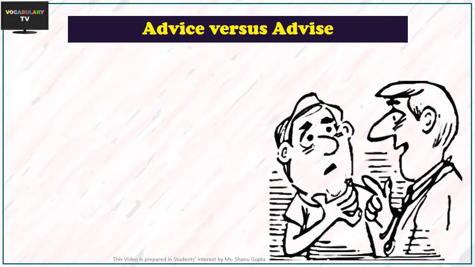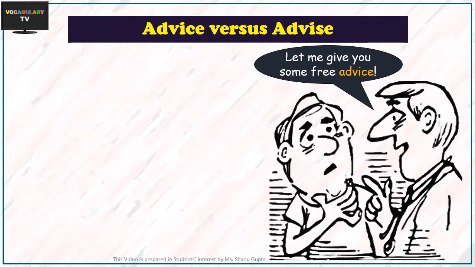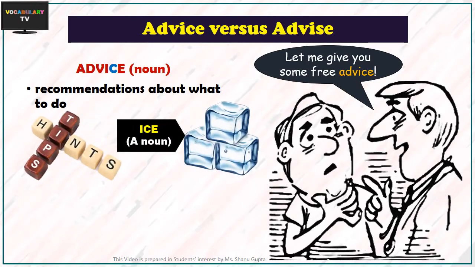For instance, let us take the word advice. The word advice ends in ICE and is used as a noun, as is the case in the following sentence. Let me give you some free advice. An advice is a recommendation about what to do, and we often use it in phrases like career advice, medical advice, legal advice, etc. Here, it is important to note that advice is a noun, which you can memorize through the tip that the word advice ends with "ice". Since ice is clearly a noun, so is the word advice.